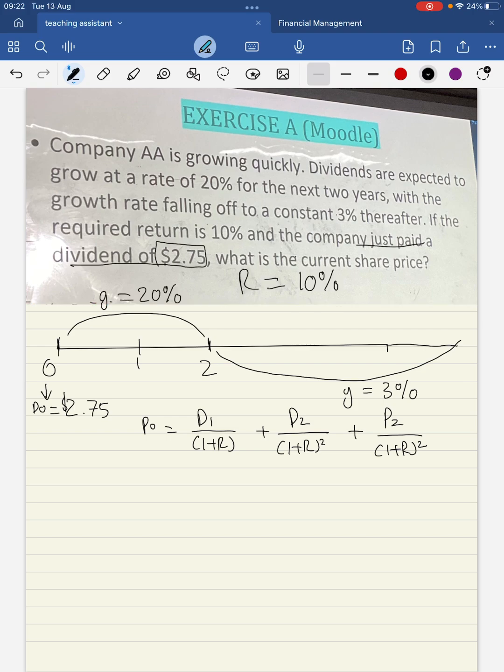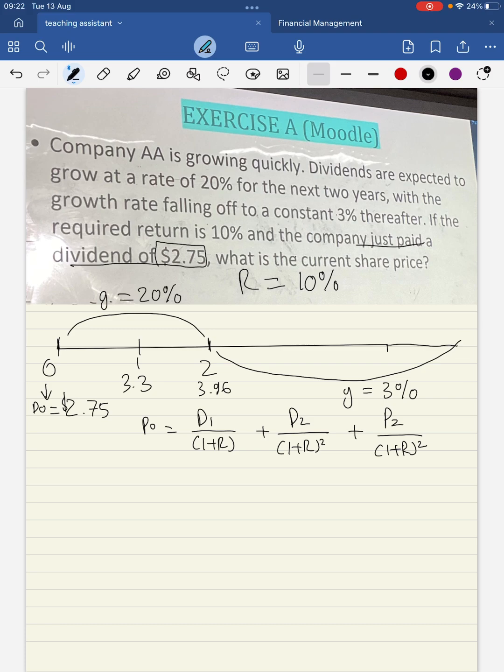Well, we know that D0 is $2.75. And in the first 2 years, the growth rate is 20%. Therefore, D1 and D2 are really easy to find. D2 is equal to $3.96 and D1 is equal to $3.3 at the growth rate of 20%.